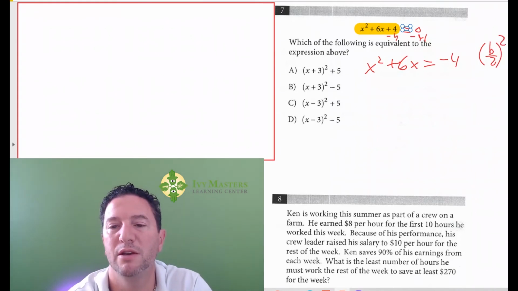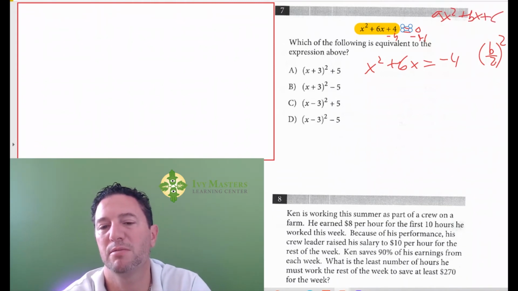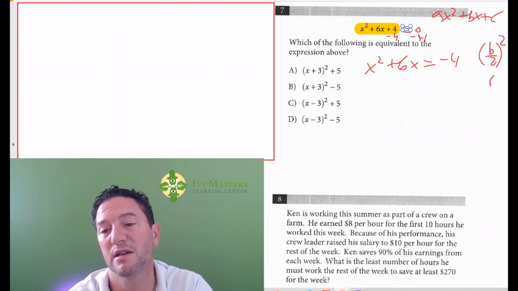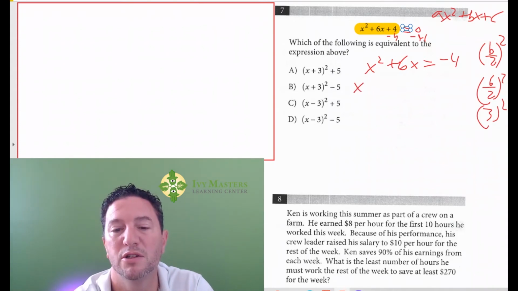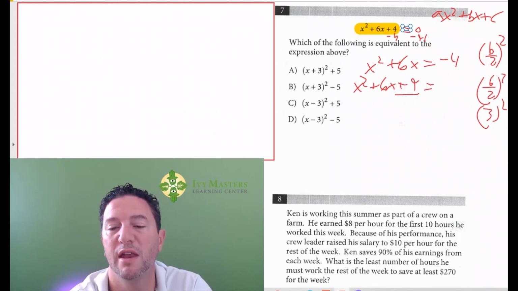So what's my b here? Well, if I'm going to form ax squared plus bx plus c, my b is attached to my x. What's attached to my x? It's a 6. So I get 6 over 2 quantity squared. So I get 3 squared. So I get 9. So this becomes x squared plus 6x plus 9. I'm going to underline plus 9 because if I add it to the left, I got to add it to the right. Equals negative 4 plus 9.